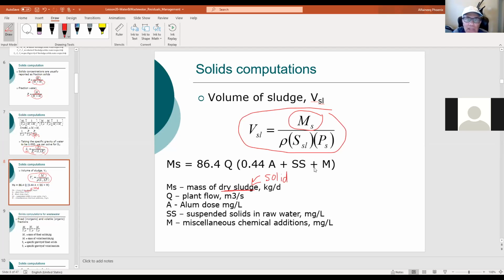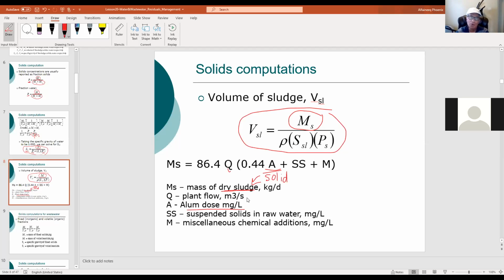This formula is when you add alum. This is A, the alum dose. Remember, when you add alum and you stir it, all these turbidity impurities are going to aggregate and precipitate. That's solid stuff. And you understand that the amount of that solid depends on how much is the dose of the alum.